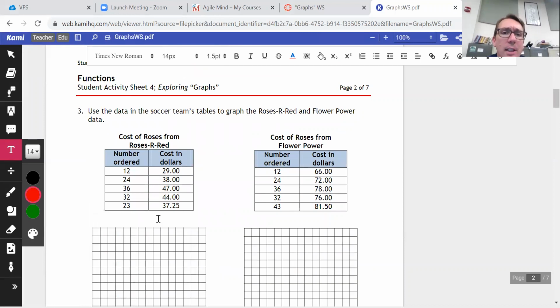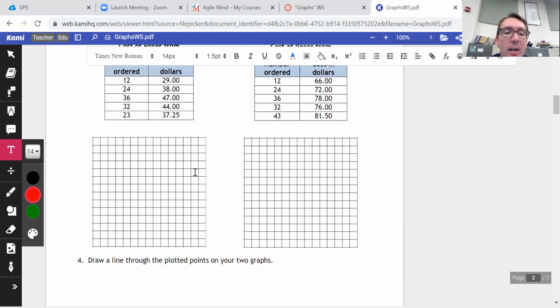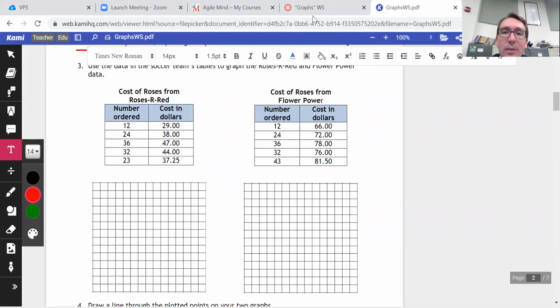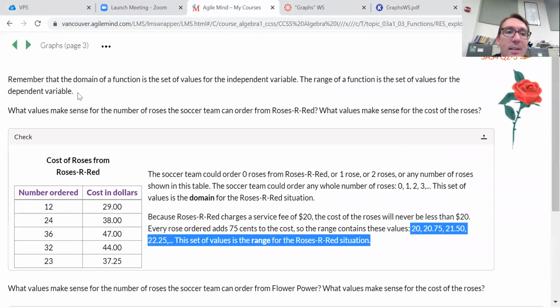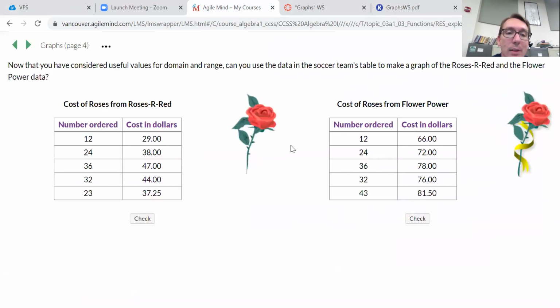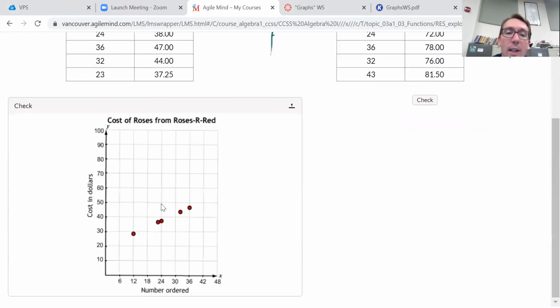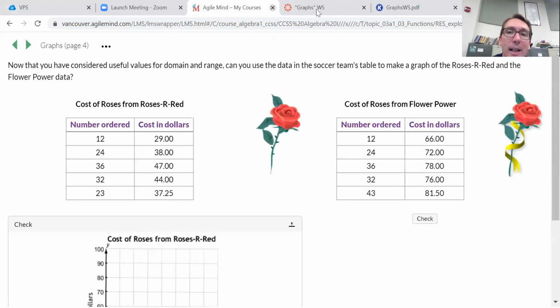Use the data in the tables to graph our Roses Are Red and Flower Power data. Okay. Just to save ourselves some time, there is an example given in the book. Use the data to make a graph. So they have these graphs right here. We'll talk about that in a moment.